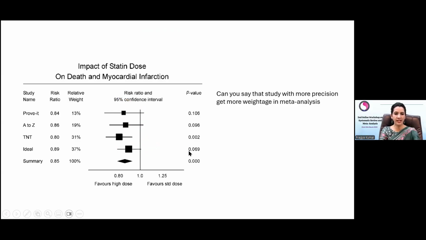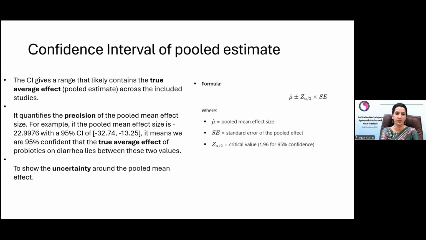So you can say the studies which are more precise have a narrow confidence interval. And precision is also dependent on sample size. The more the sample size, the more precise the study. So again, they are related to each other. So the study with more precision gets more weightage in meta-analysis, like I've just given you the example with IDEAL and Prove It.